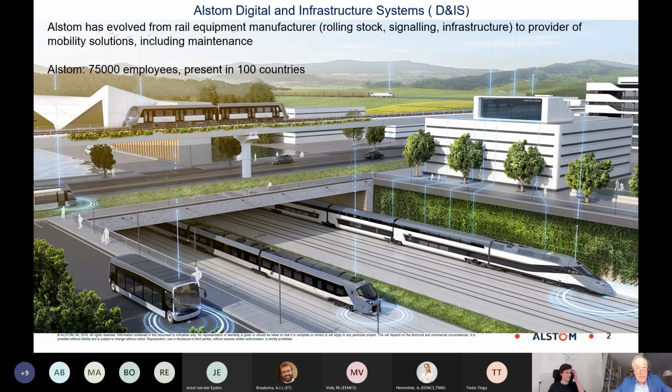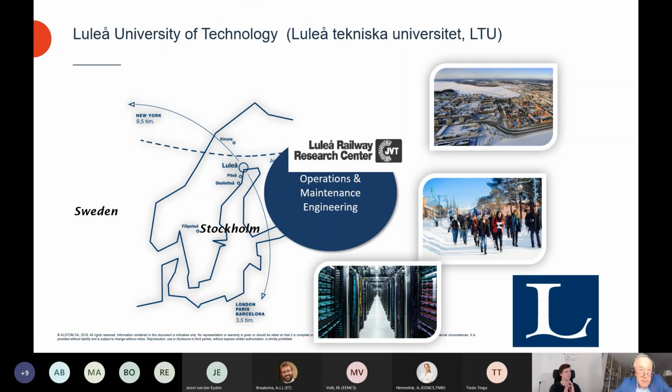Okay. So just a very few words about Alstom and Luleå. Alstom is a big railway equipment manufacturer, rolling stock, signaling and infrastructure, but now it's becoming a provider of mobility solutions, and that includes maintenance. Since the acquisition of Bombardier Transportation, we now have about 75,000 people worldwide in 100 countries, so it's quite a lot. And then I'm also, as mentioned, with Luleå Technology University in Sweden in the operations and maintenance engineering.